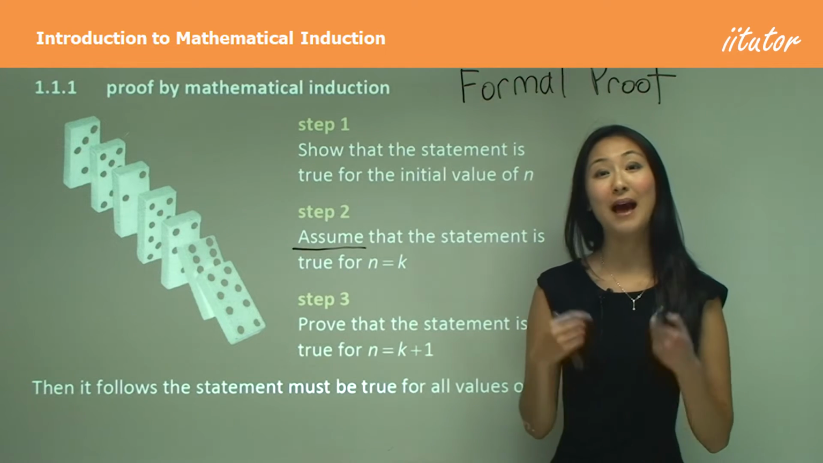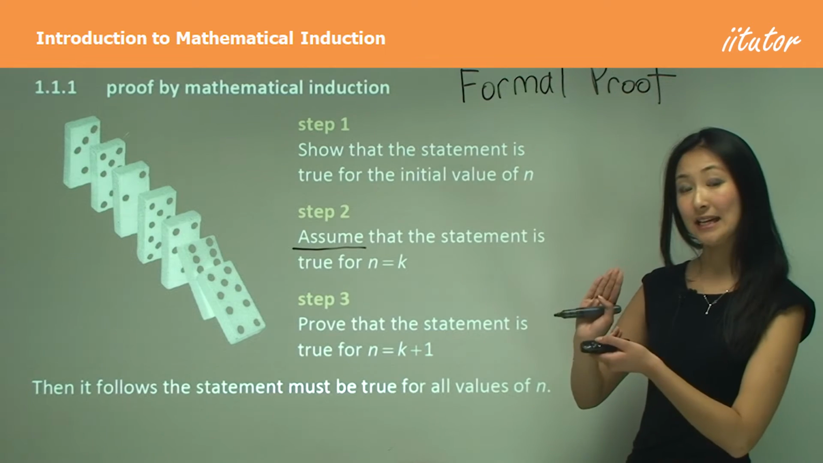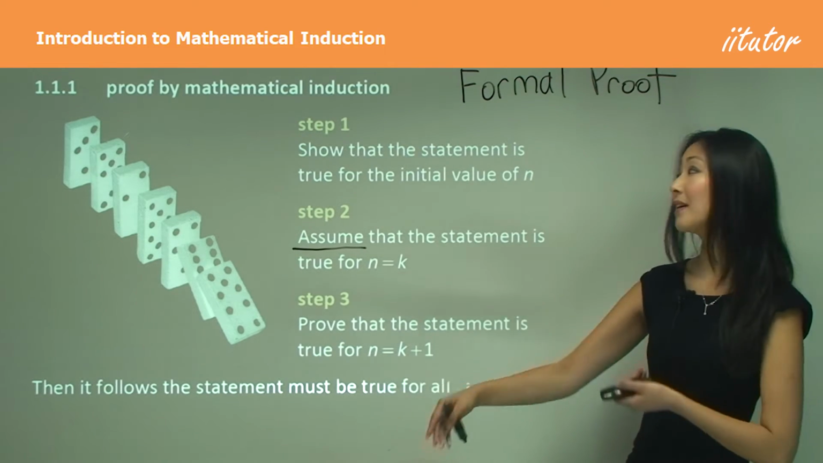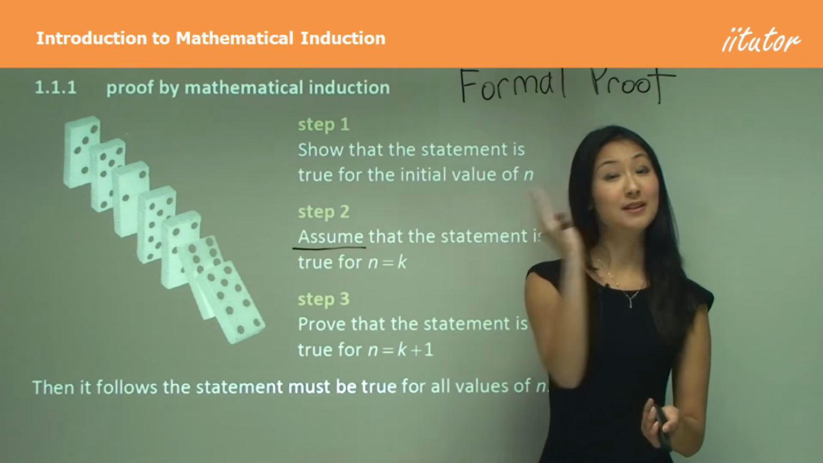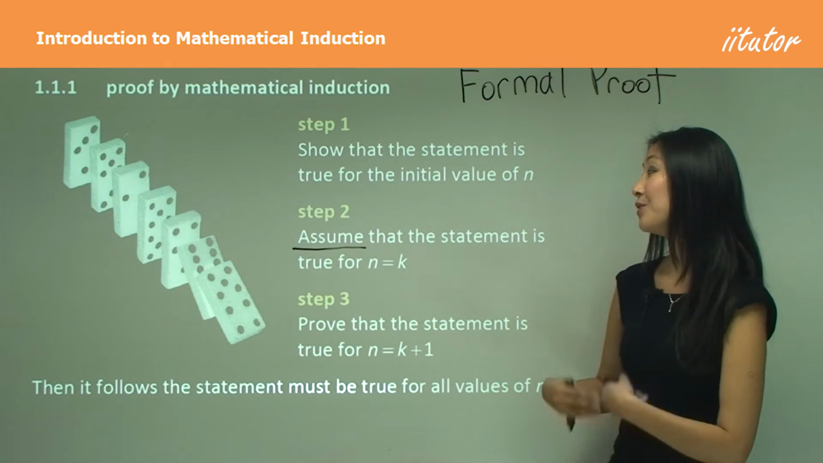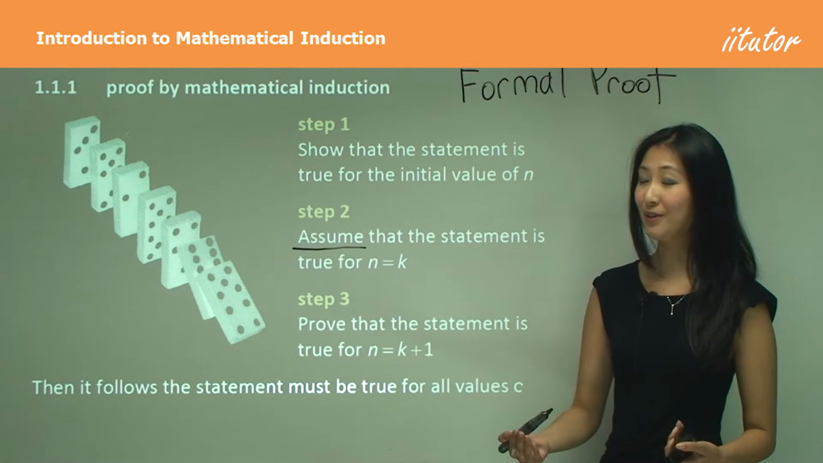So whenever you think about mathematical induction, I want you to think about step 1, which is the ignition, the starting process. Step 2, when we're making an assumption that if one falls, the next will as well. And then using that assumption, in step 3, we prove that that's true.